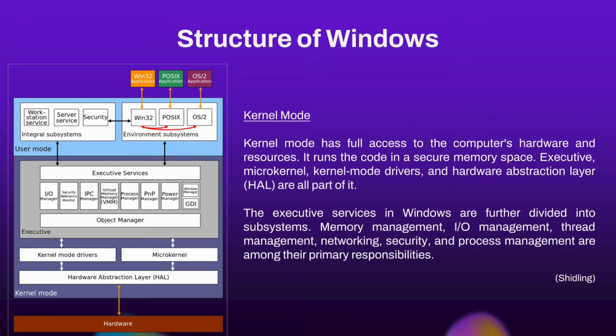Kernel mode. Kernel mode has full access to the computer's hardware and resources. It runs the code in a secure memory space. Executive, microkernel, kernel mode drivers, and hardware abstraction layer (HAL) are all part of it. The executive services in Windows are further divided into subsystems. Memory management, I/O management, thread management, networking, security, and process management are among their primary responsibilities.